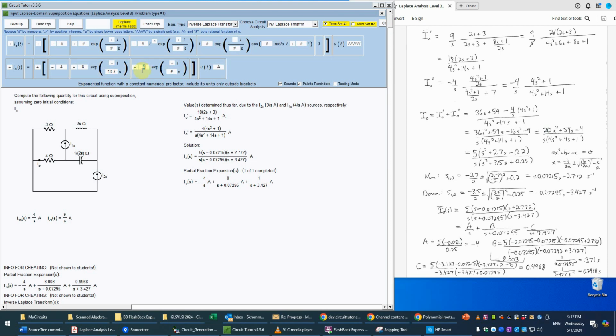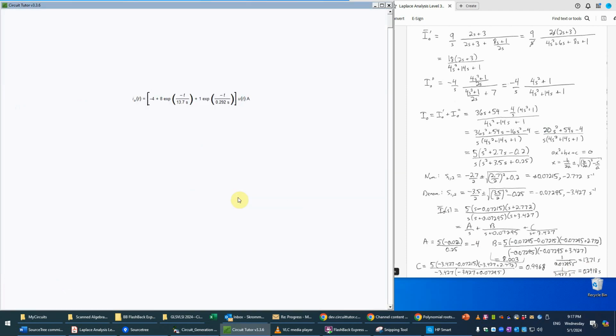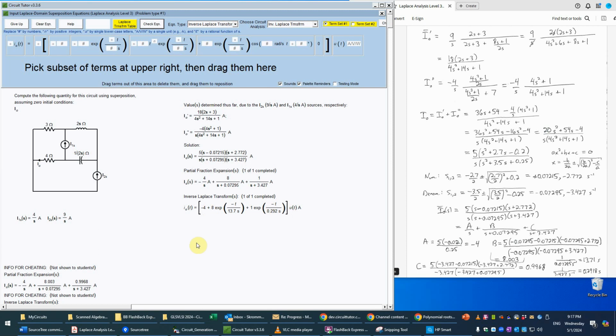And then over here, the coefficient in this case was, well, we just used 1. And then that has to be negative. And then the reciprocal of the 3.427 inverse seconds is 0.292, let's call it. Again, always use at least 3 digits to be sure you're accurate enough. And we'll check that. And that is correct. So that's been printed here.